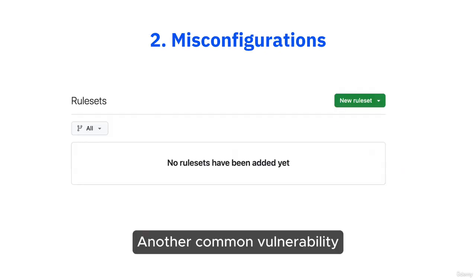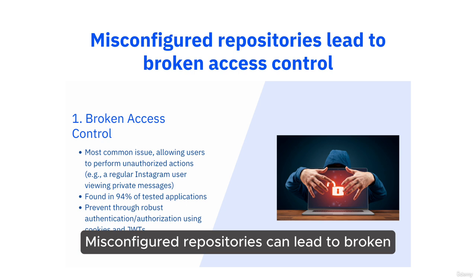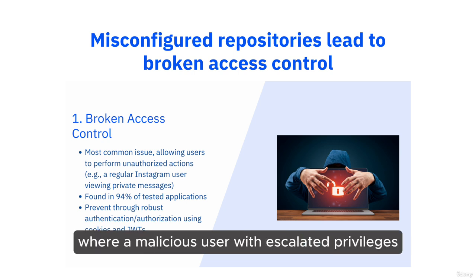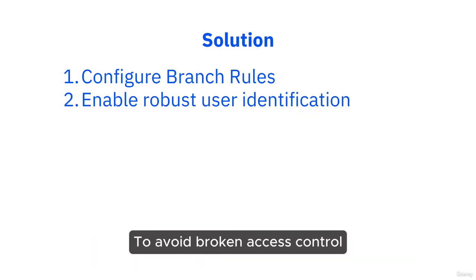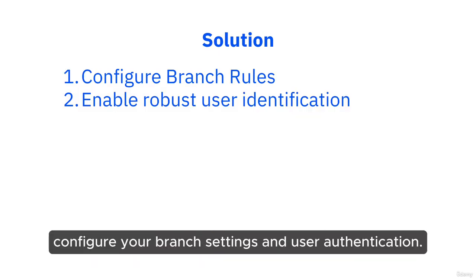Another common vulnerability with GitHub is misconfigurations. Misconfigured repositories can lead to broken access control, where a malicious user with escalated privileges can change the state and settings of a GitHub repository. To avoid broken access control, it's important to properly configure your branch settings and user authentication.